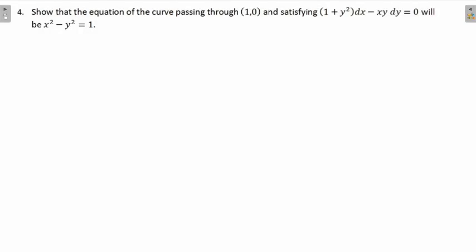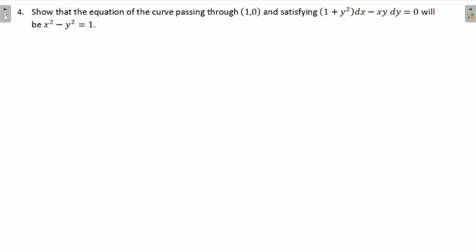Welcome dear students. Today we'll take a few word problems on the variables separable kind of differential equation. The first question for the day says, show that the equation of the curve passing through (1, 0) satisfying this will be x square minus y square equals 1.